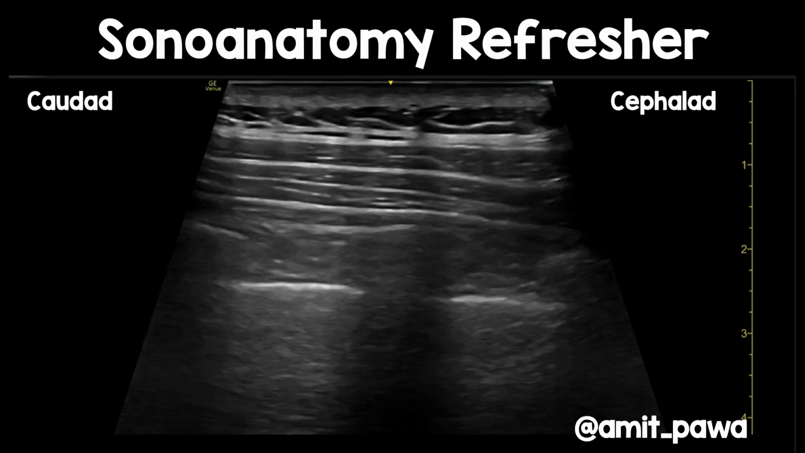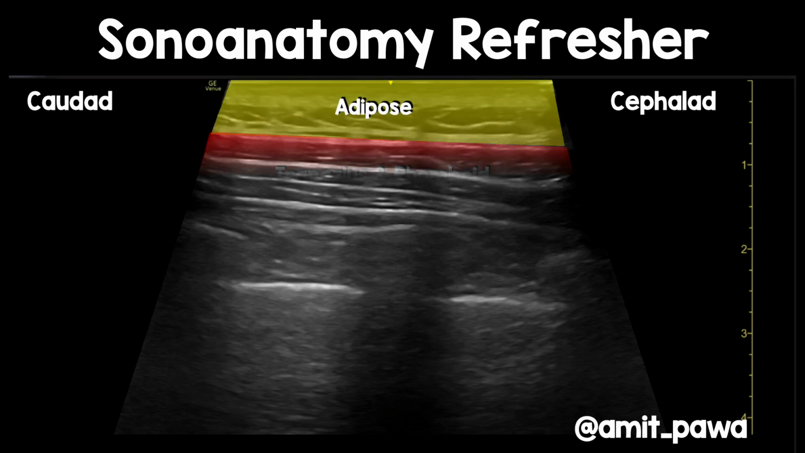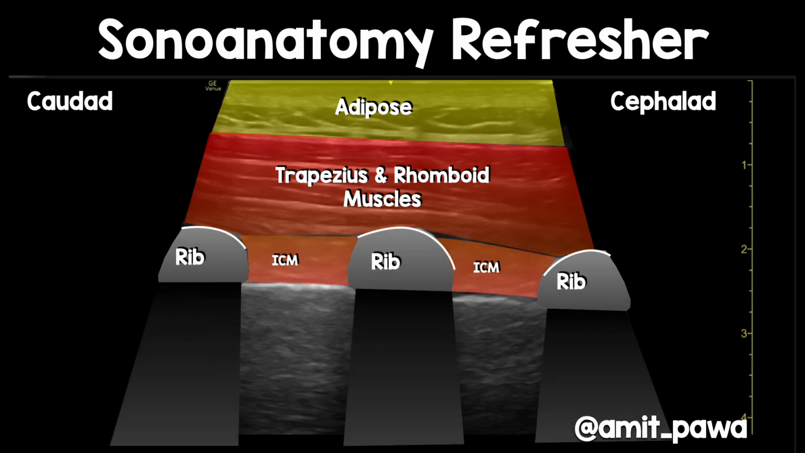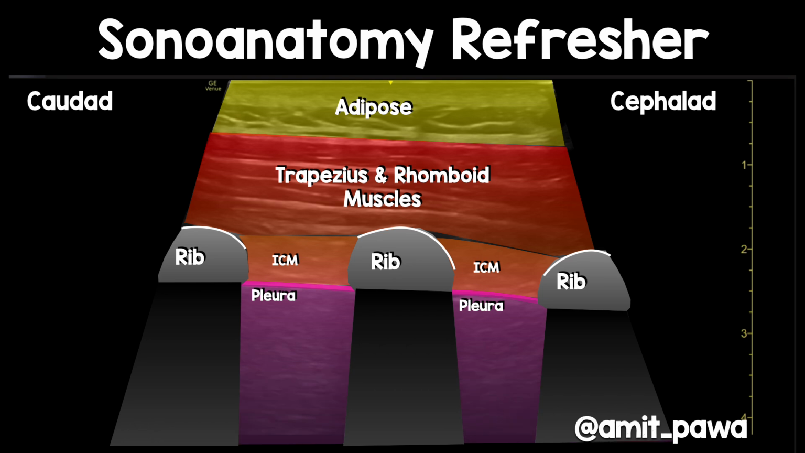Before we get into it, I thought I'd start off with a sonoanatomy refresher. So this is the type of image you get with a paramedian sagittal scan over the ribs, and what you'll identify here is adipose tissue, the trapezius and rhomboid muscles, and we haven't seen the erector spinae muscle bulk yet because we haven't moved medially enough. You then see the shadow cast by the rib and the intercostal muscles in between them, and deep to that is the pleura.